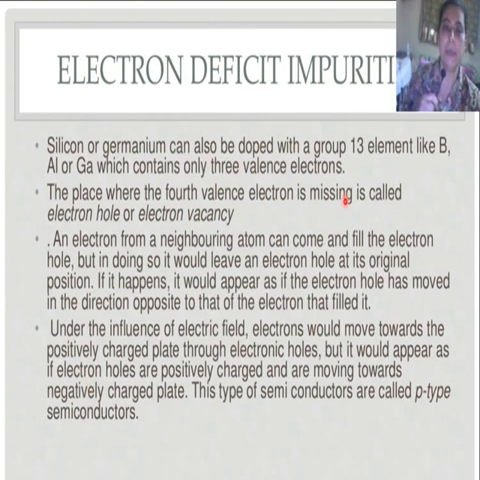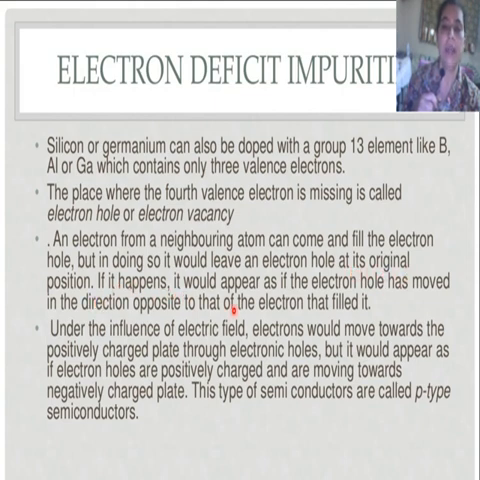Electron deficient impurities. Silicon or germanium can also be doped with a group 13 element. Group 13, as we know, includes boron, aluminium or gallium, which have only 3 valence electrons. So the place where the 4th valence electron is missing is called an electron hole or electron vacancy. An electron from a neighboring atom can come and fill the electron hole, but in doing so, it would leave an electron hole at its original position.